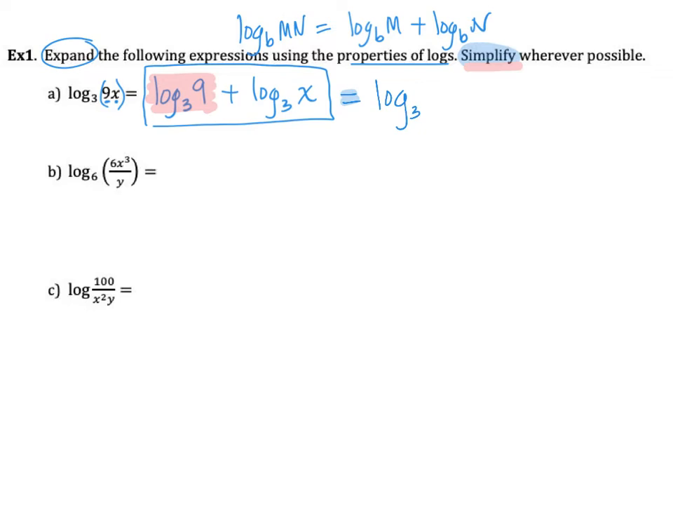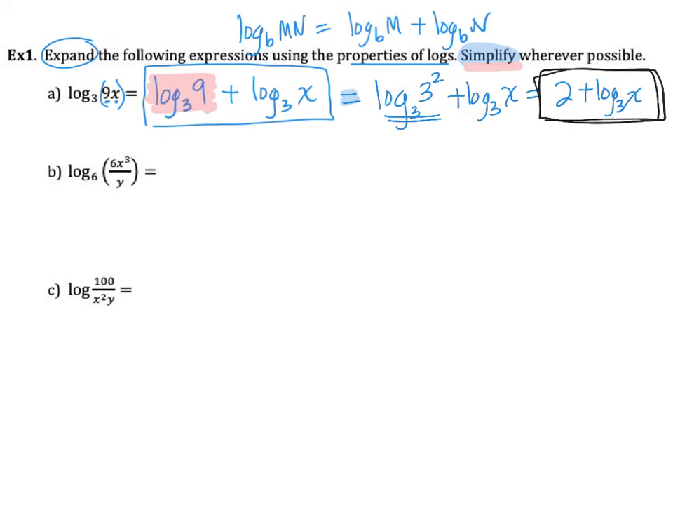Well, log base 3 of 9, that's log base 3 of 3 squared, plus log base 3 of x. So that's actually, this is going to equal 2 plus log base 3 of x. So apologies, this is now your final answer. 2 plus log base 3 of x.